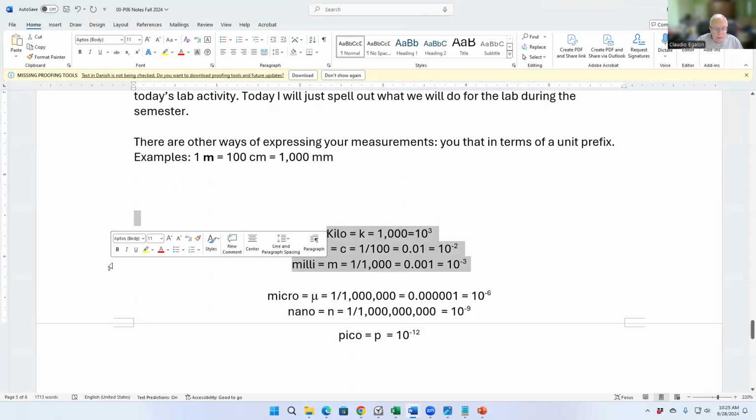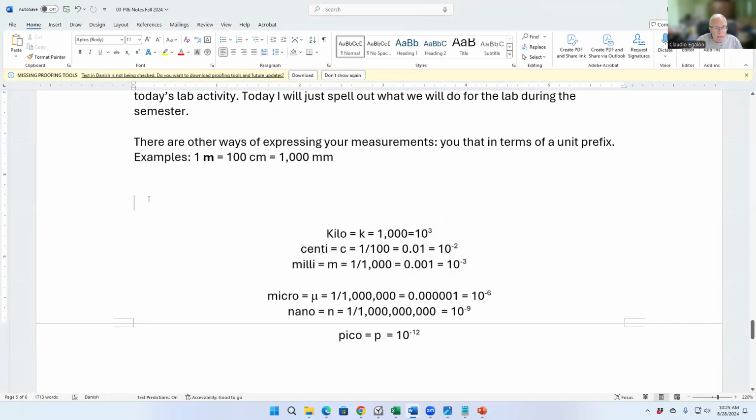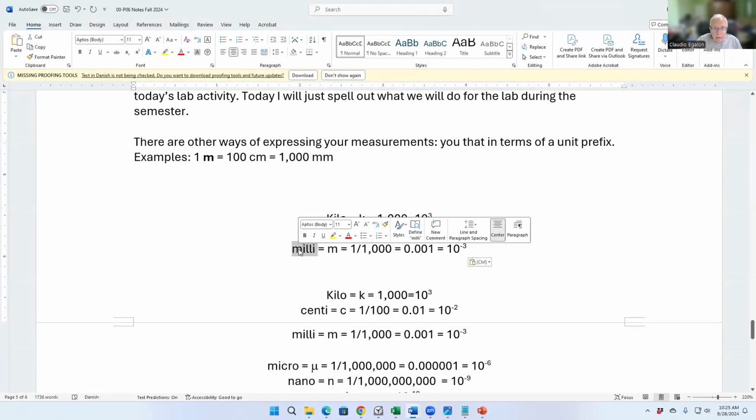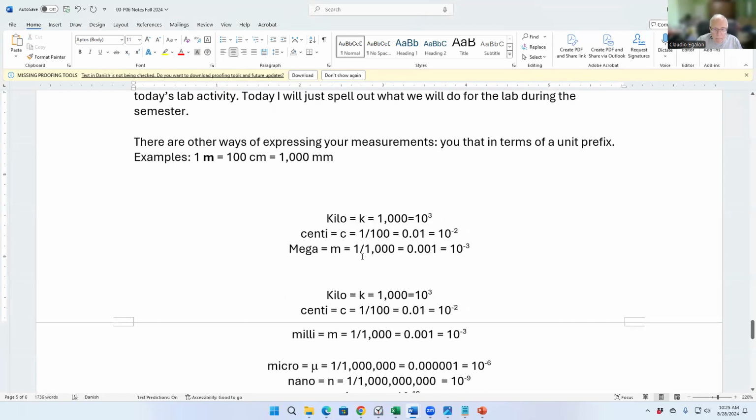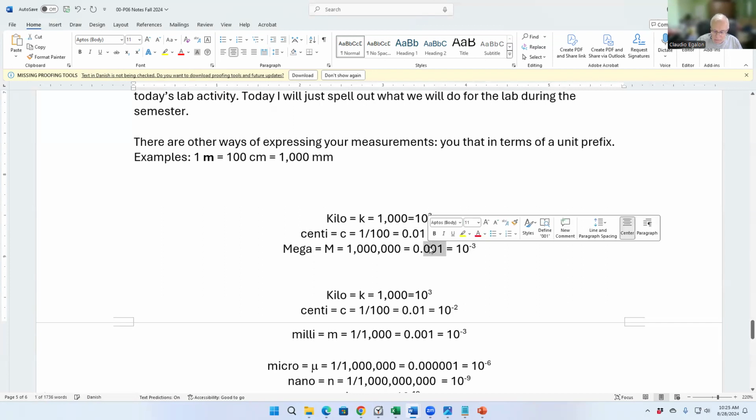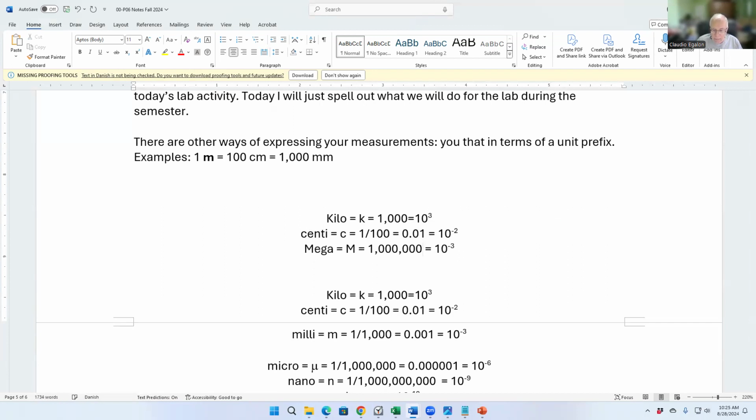Above that, we get mega, right? Mega, like megabytes. Mega is a million. Okay, 10 to minus 6. No, 10 to plus 6.